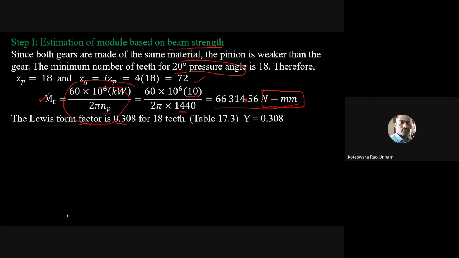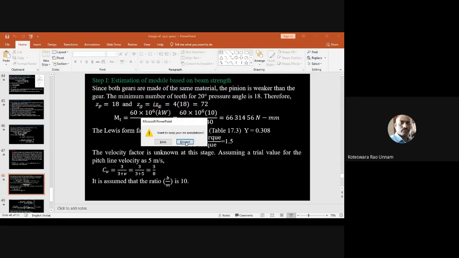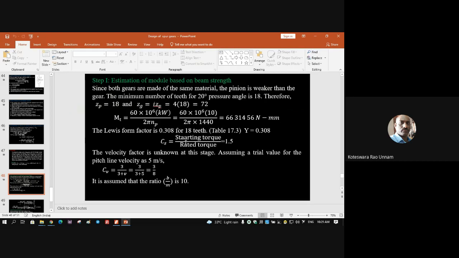So for that, just open chapter number 25 for me. It is spur and helical gear drives. So in the new edition, what is the chapter? 28. 28.